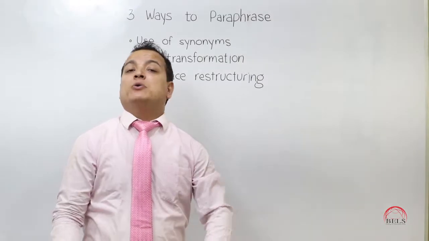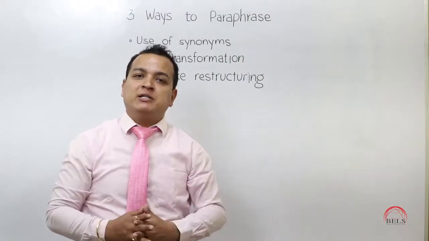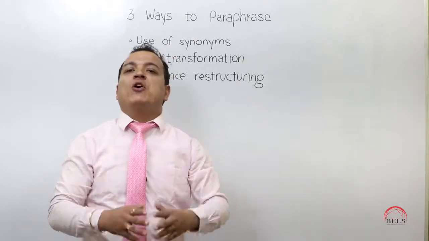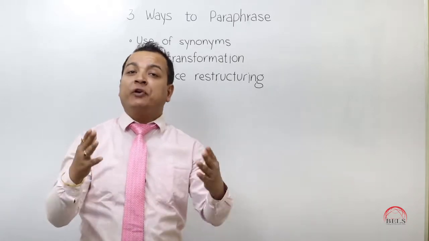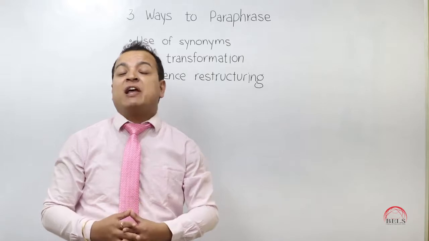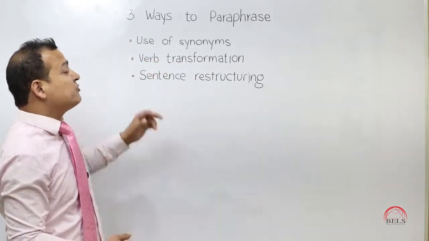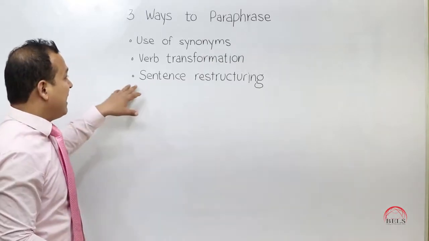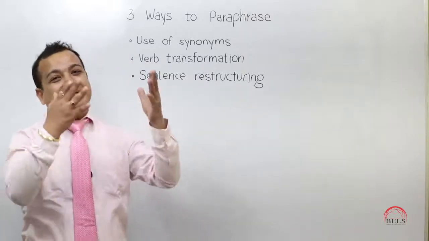Let's discuss how to use paraphrasing. In the IELTS introduction part, using paraphrasing consists of a formula which you have to use. The formula is UVS. I have named it UVS. What is U? U stands for use of synonyms. And V stands for verb transformation. And third, S stands for sentence restructuring. Now I'm going to tell you what these three things are.